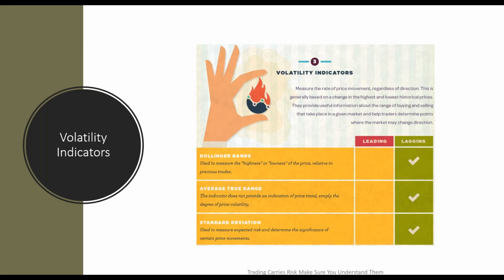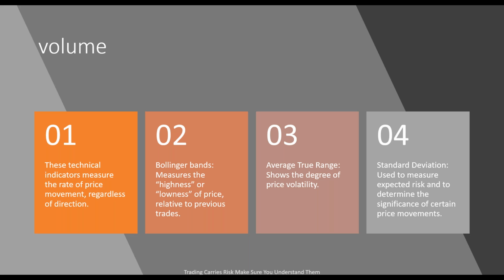And then, of course, we mentioned the VIX and volatility. In there, we also have Bollinger Bands and standard deviation. Volatility indicators measure the rate of price movement, regardless of direction. This is generally based on a change in the highest and lowest historical prices. They provide useful information about the range of buying and selling that take place in a given market and help traders determine points where the market may change direction. And if you notice, volatility indicators in most cases are lagging indicators.